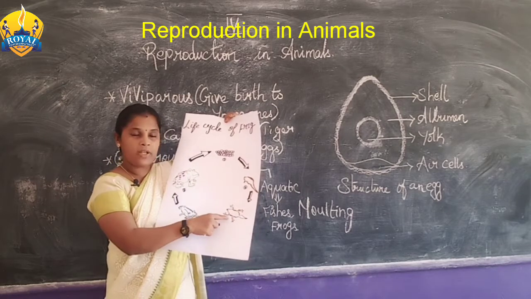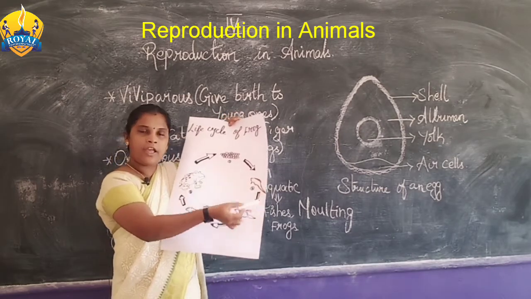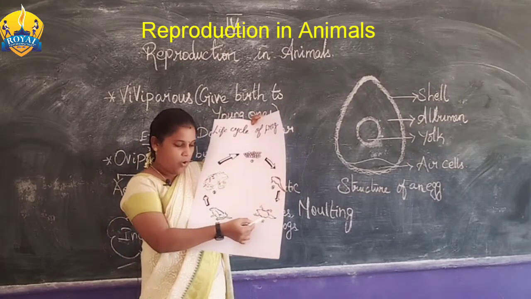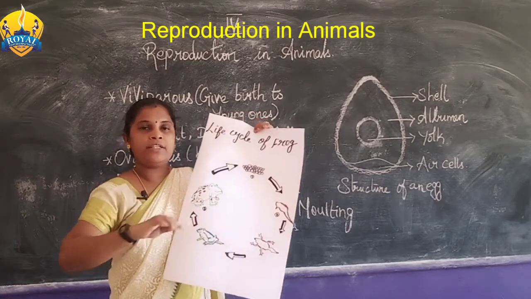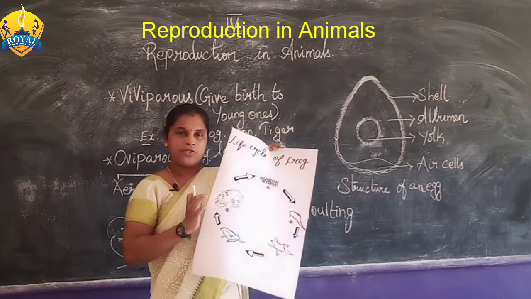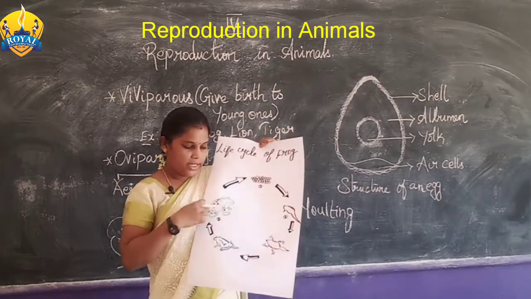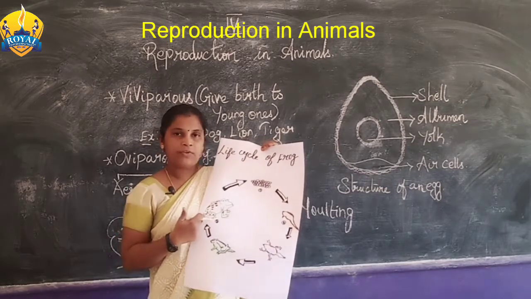Now the frog will come. After that, what will happen? The tail will become shorter, and at the final stage it will vanish. Vanished means the tail is gone. So the adult frog has no tail. So this is the life cycle of a frog.